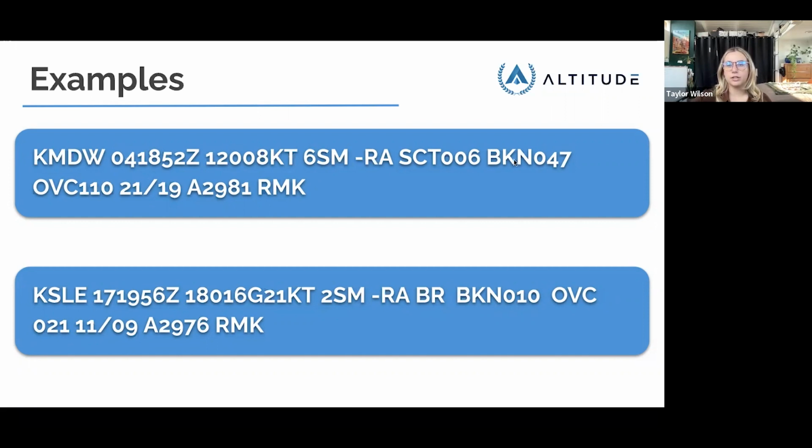Looks like we've got a few layers of clouds. So starting off, we've got scattered clouds at 600 feet, broken clouds at 4,700 feet, and overcast at 11,000 feet. So out of these three, what would be our lowest ceiling? You guys can throw that in the chat just to see how we're doing so far on this topic. So between scattered, broken, and overcast in this first example, what is our lowest ceiling?